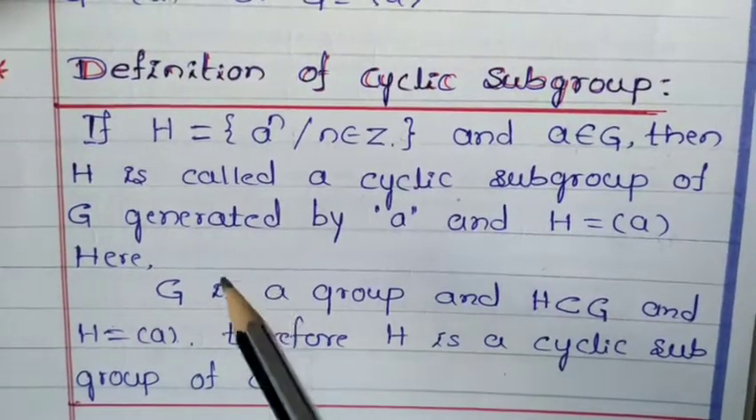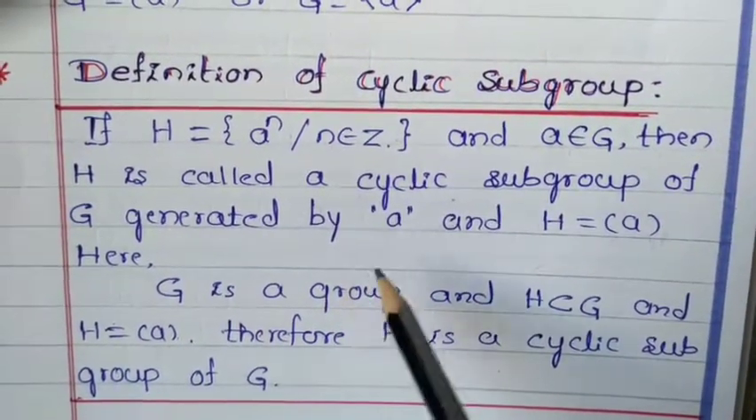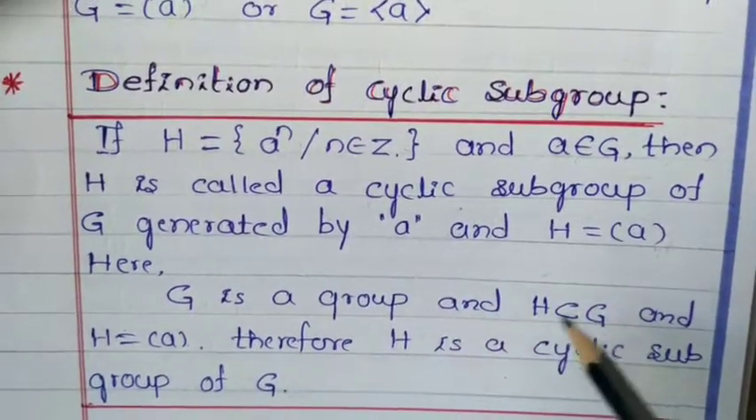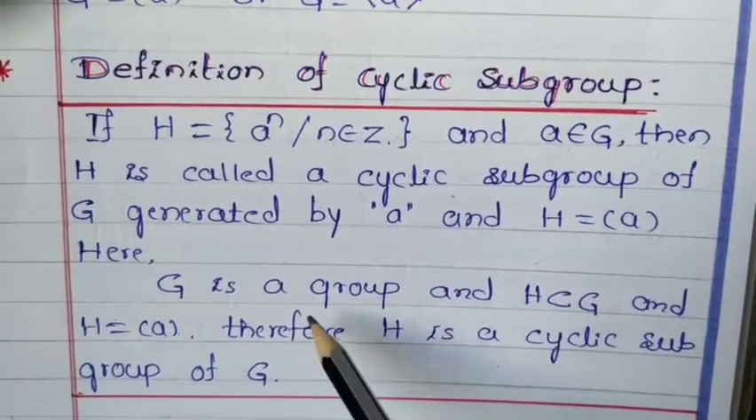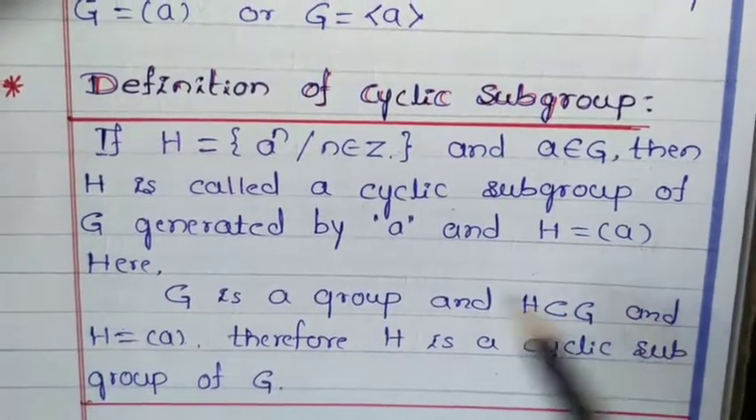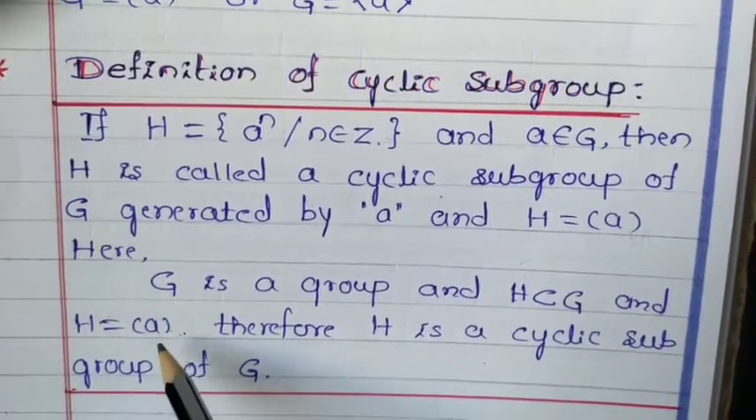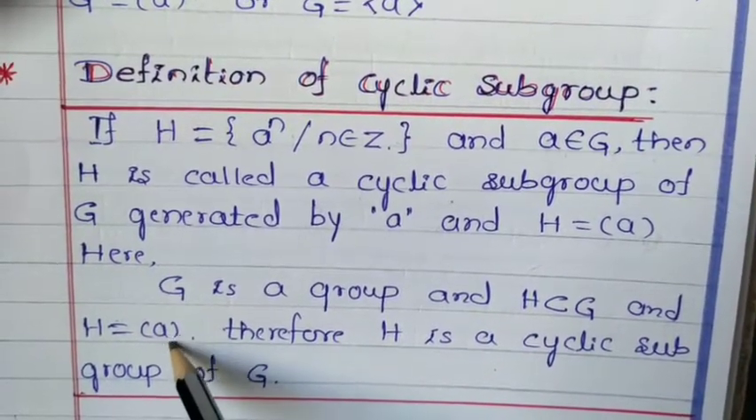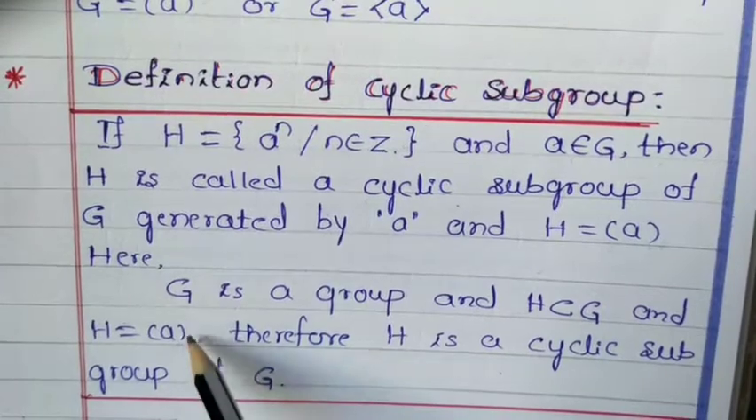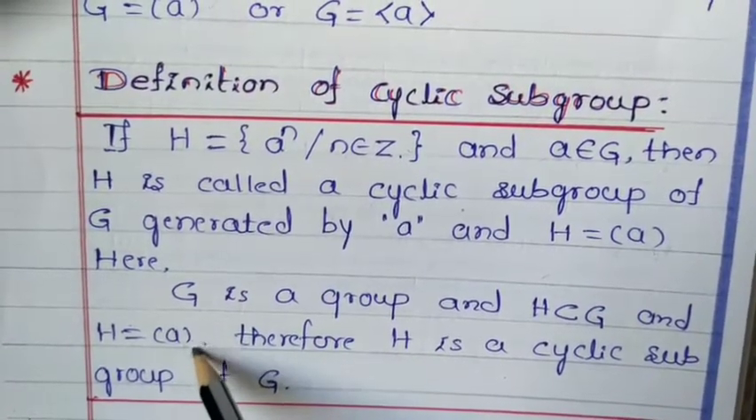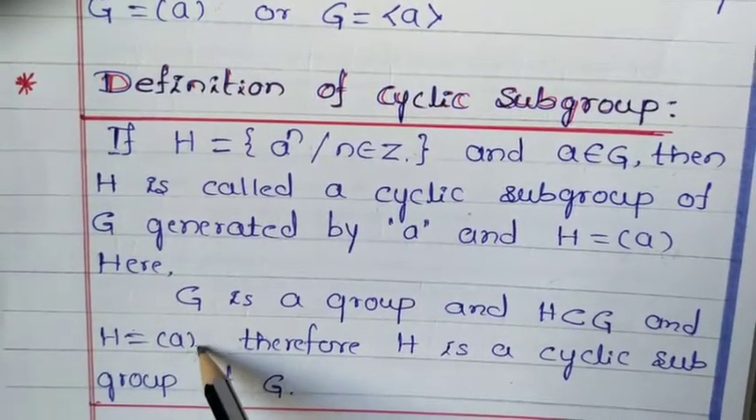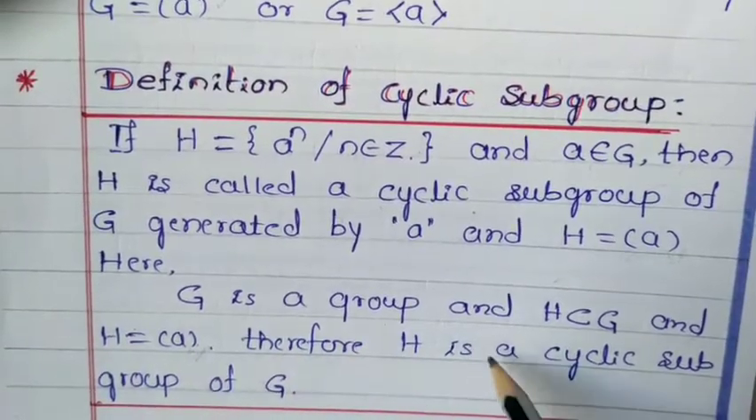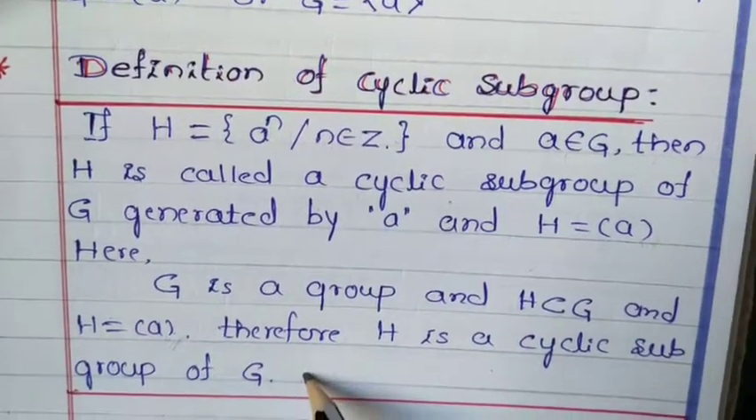In other words, G is a group and H is a subset of G, and H is of the form of the group formed by a, that is, the generator of H is a. Therefore, H is a cyclic subgroup of G.